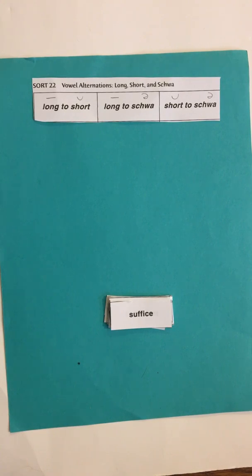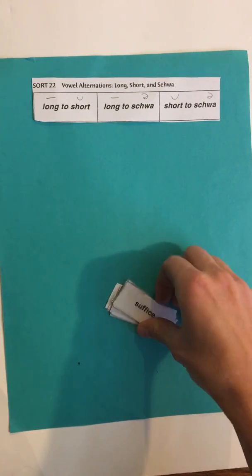DR Sort 22 Vowel Alterations. This is a review of the 3 different types of vowel alterations going from the base word to the derived word. Generally, that means the shorter word to the longer word, but it's not always true. So we're going to have to listen for if the vowel sound changes from long to short, like in suffice.